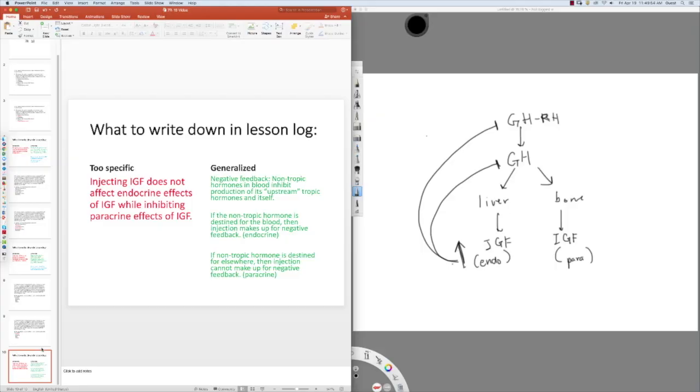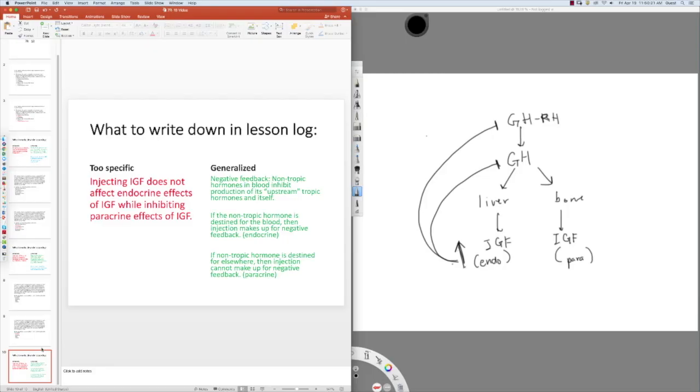So again, let's see what lesson we can take away from this. On the left-hand side, which is far too specific, we have: injecting IGF does not affect endocrine effects of IGF while inhibiting paracrine effects of IGF. Again, this whole injection of IGF is specific to this problem, and there's no guarantee that we will see this exact same setup with the exact same set of hormones in an exam problem. So that's far too specific. And to generalize here, I have three takeaways that I've written down.